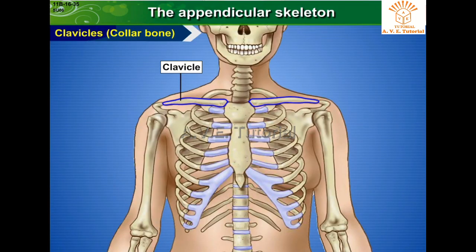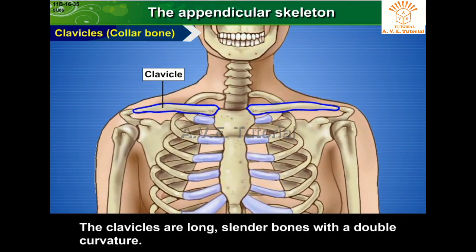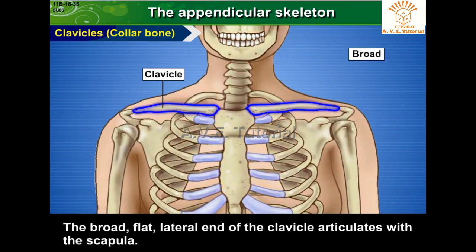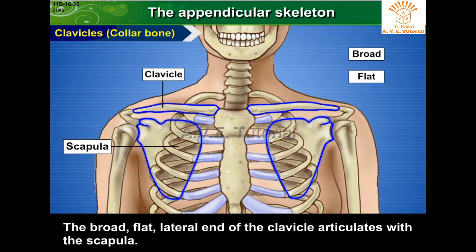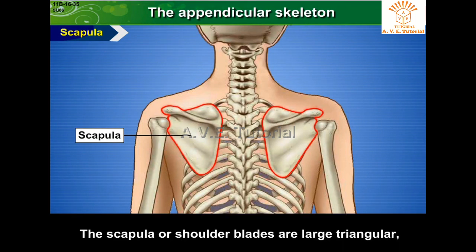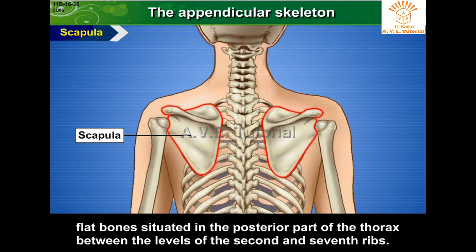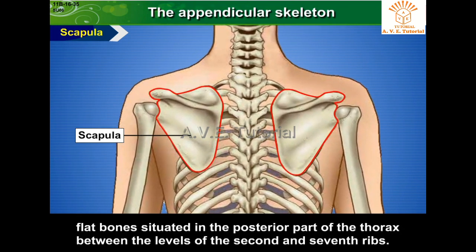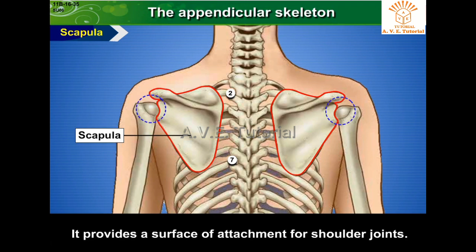A. Clavicles or collarbone. The clavicles are long, slender bones with a double curvature. The broad, flat, lateral end of the clavicle articulates with the scapula. B. Scapula. The scapula or shoulder blades are large, triangular, flat bones situated in the posterior part of the thorax between the levels of the 2nd and 7th ribs. It provides a surface of attachment for shoulder joints.